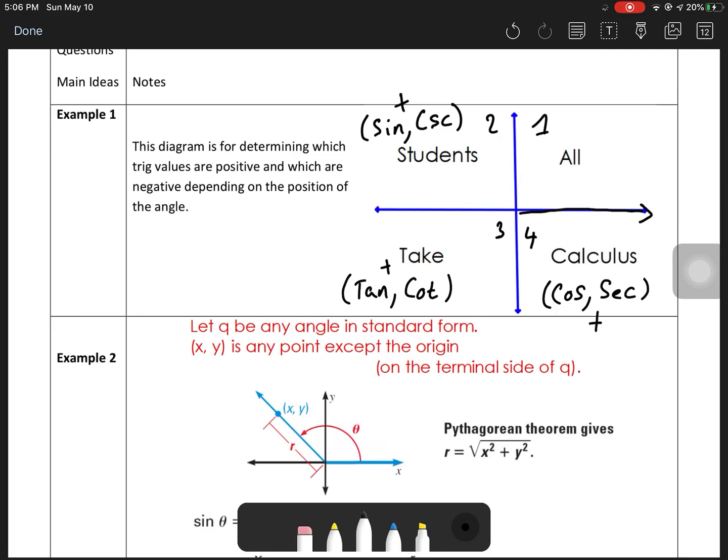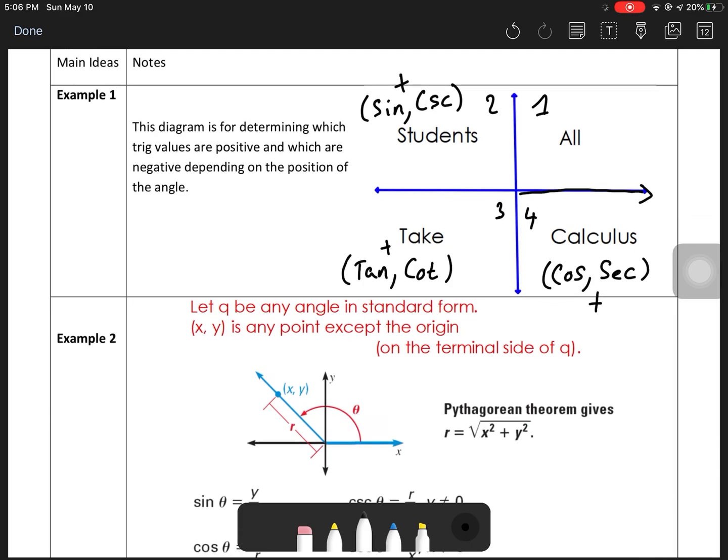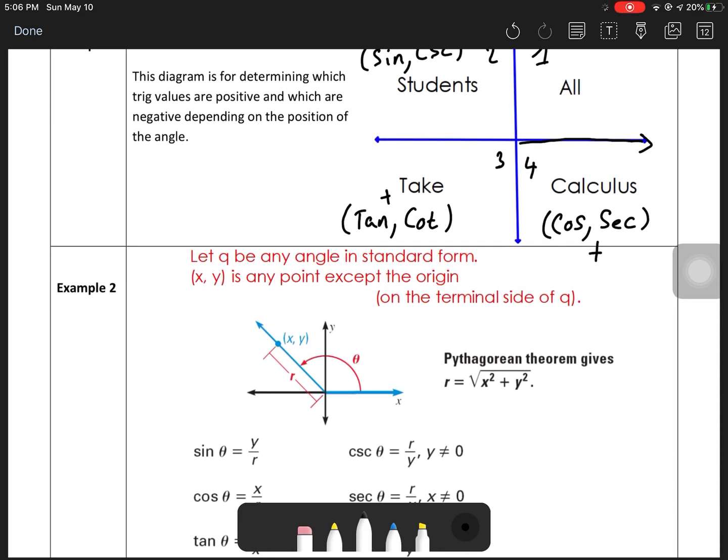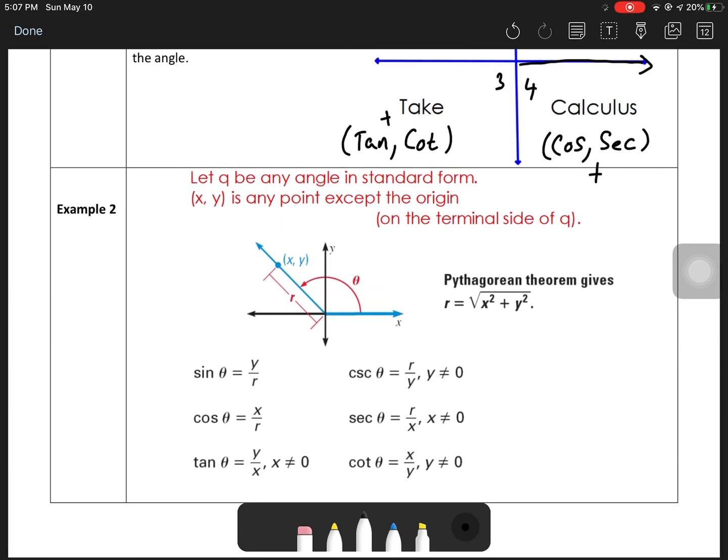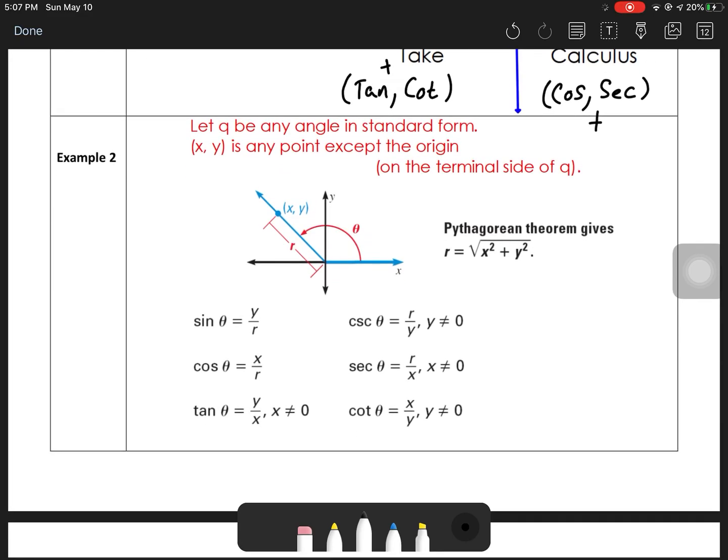Everything else is negative. So if we were trying to take the cosine of something that falls in the second quadrant, the cosine in quadrant 2 would be negative, because only sine and cosecant values are going to be positive in quadrant 2. All right, we'll go through a couple examples and it'll make a little more sense once we get some actual angles.